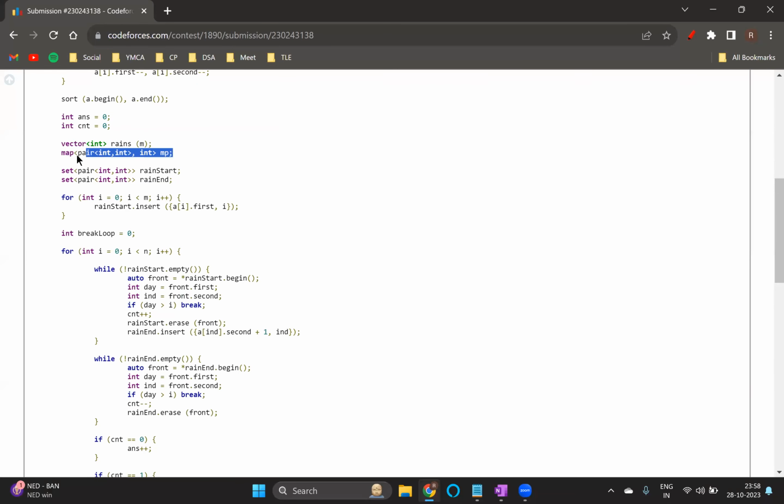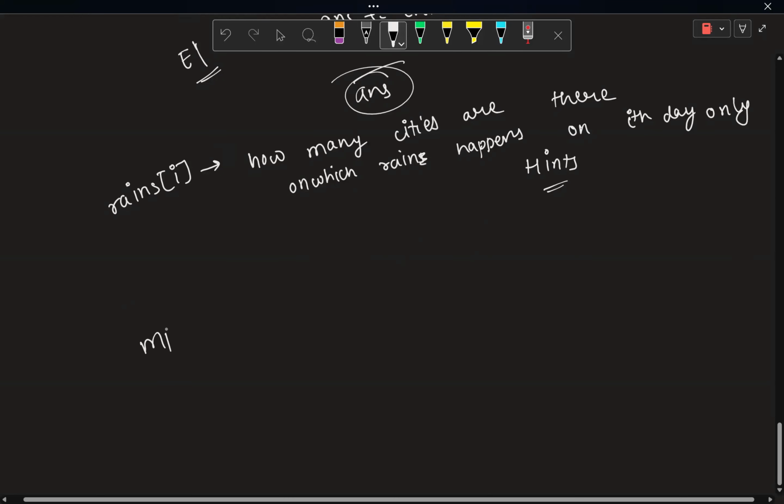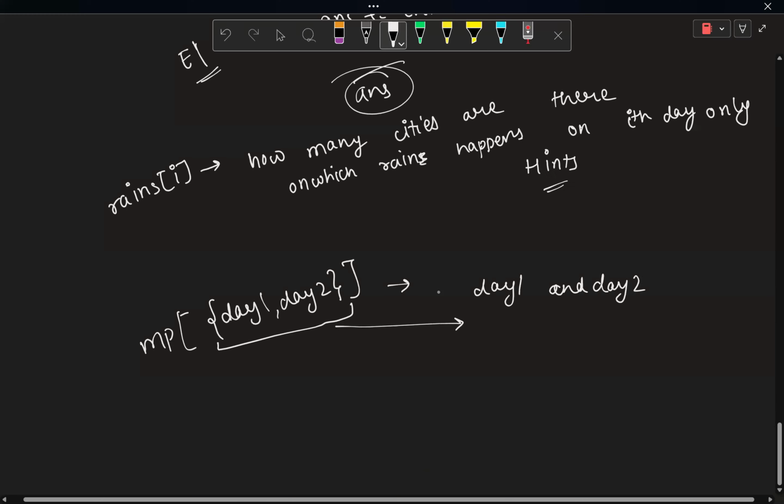And then we have this map. In the map, what we have is a pair of integers, let's say day 1, day 2. It tells that if we avoid rain on these 2 days, how many cities there are on which rain happens only on 2 days, and both these days are day 1 and day 2. Both the days on which rain happens are day 1 and day 2.